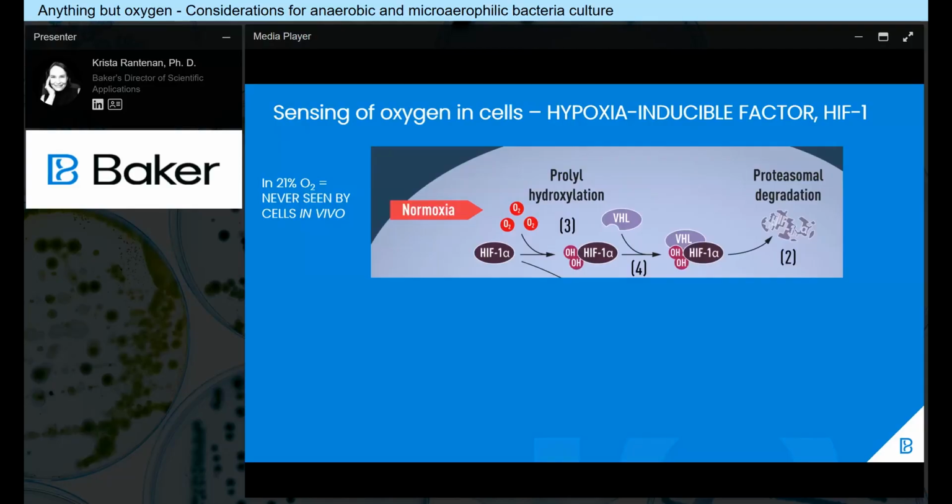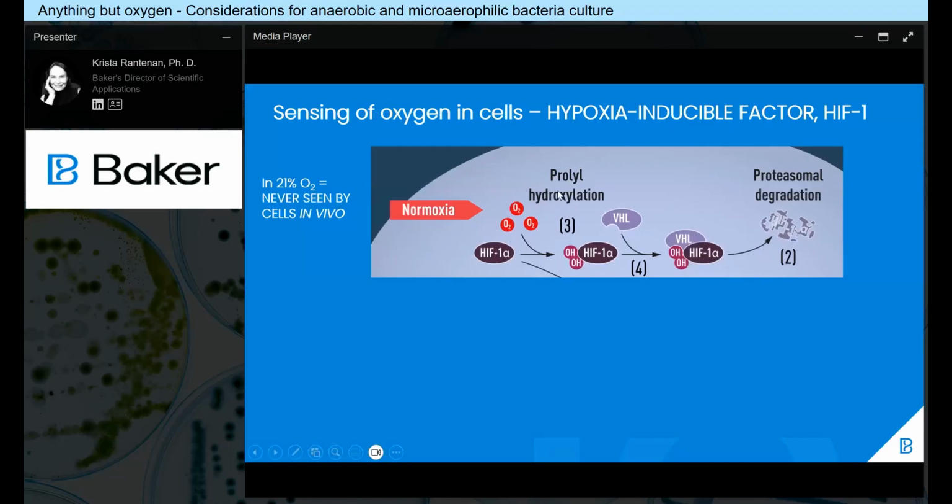Going back to a very basic signaling cascade here, introducing hypoxia inducible factor. This is a transcription factor. In a normal situation, in an incubator, for instance, at 21% oxygen, which we breathe in, the cascade goes so that you have a transcription factor called HIF.